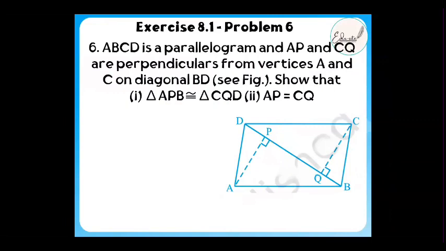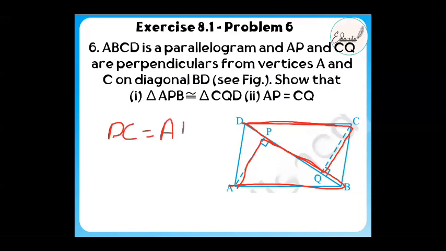Which triangles did they ask you to prove? Triangle APB and triangle DQC, CQD. How can we prove these two triangles, Laiba? We have DC equal to AB, right? Why is DC equal to AB? Because they are the opposite sides of a parallelogram. Yes, we will consider these two triangles first. This is equal to this. The first proof, for one side, is done because they are the sides of a parallelogram.